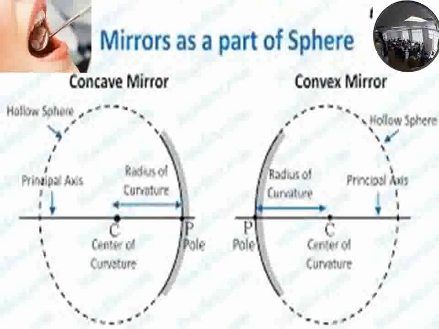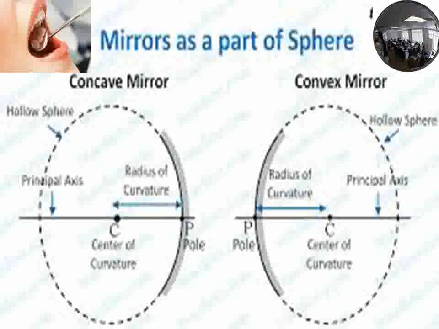Mirror as a part of a sphere. Concave mirror. Here is a hollow sphere and a part of it is cut. When it is painted outside, that is, the inner side of the hollow sphere is the reflecting surface, then it is a concave mirror. And in case of painting or polishing on the inner side and the reflecting surface is outer, then it is a convex mirror.